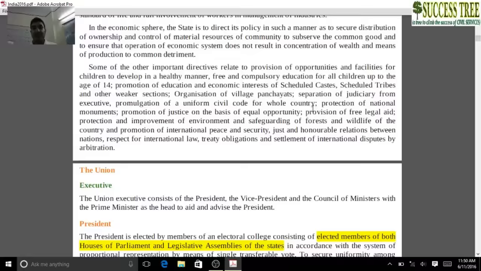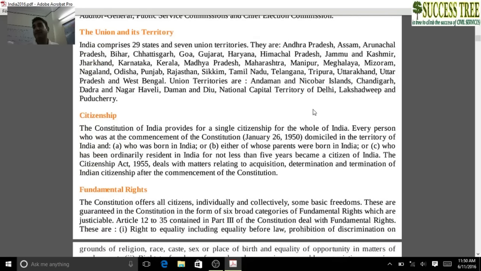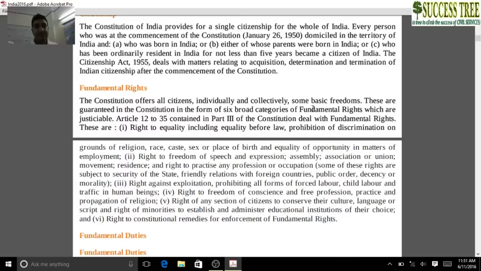That is the right of freedom of speech and expression. How has the Supreme Court explained this? It has said that unless you have the right to get proper information, how can you express yourself freely and correctly? To ensure your expression is as per proper, reasonable knowledge, you need to have the right to get information from the government. So right to information is given the status of a fundamental right.